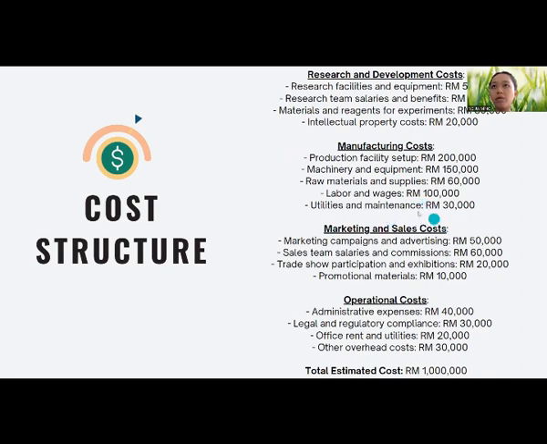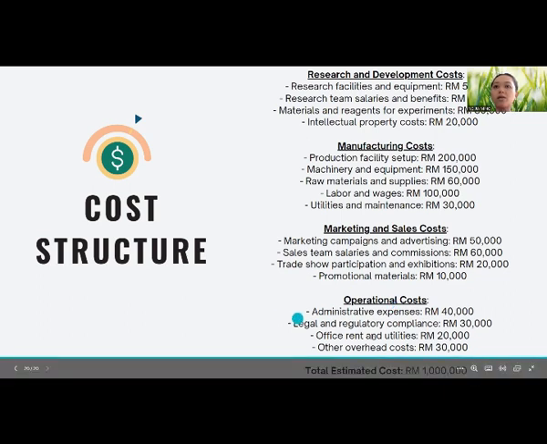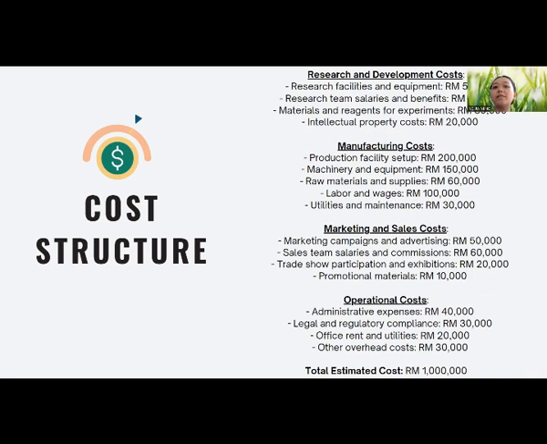For marketing and sales costs, we focus on sales team salaries and commission. By doing this, we can encourage them to work harder and to achieve their own targets, which can also increase our productivity. Lastly will be the operational cost, and the administrative expenses cost us 40,000, and the total estimated cost will be 1 million, around that.